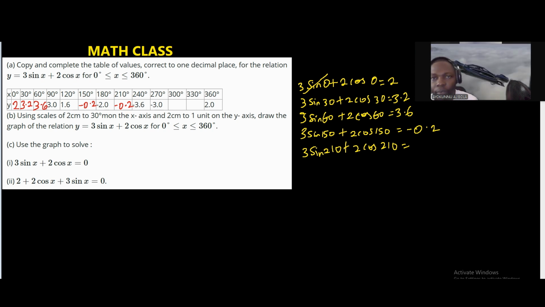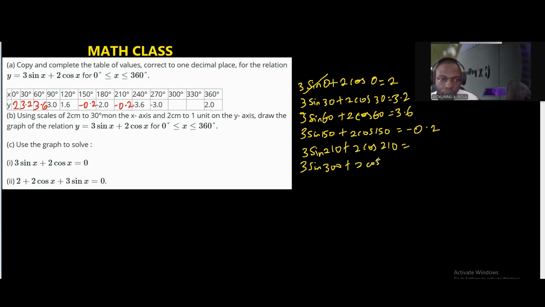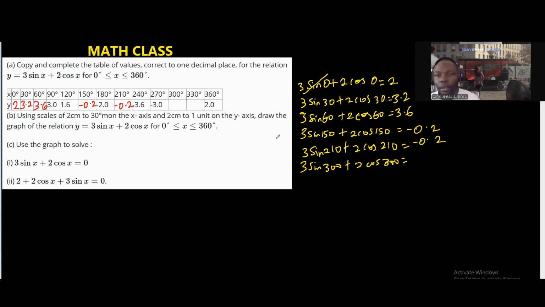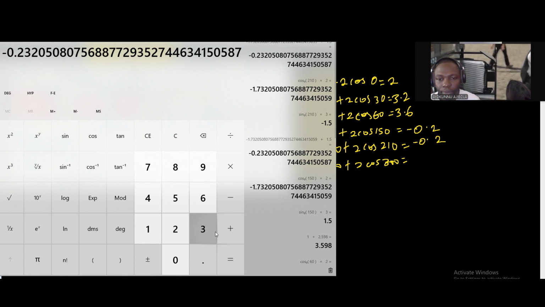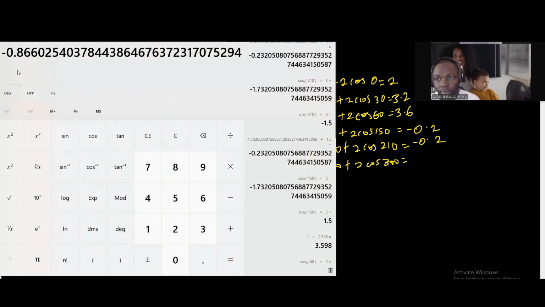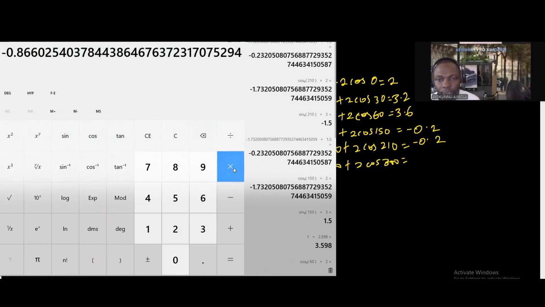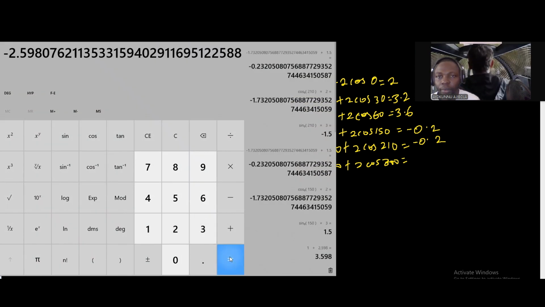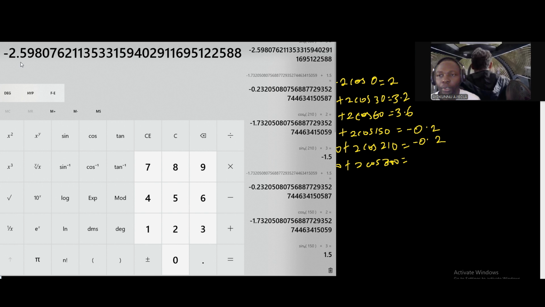So that's 3 sine 300 plus 2 cos 300. So this one is negative 0.2 also. So for 300 now, sine is negative 0.8660, then times 3. It's going to be negative 2.